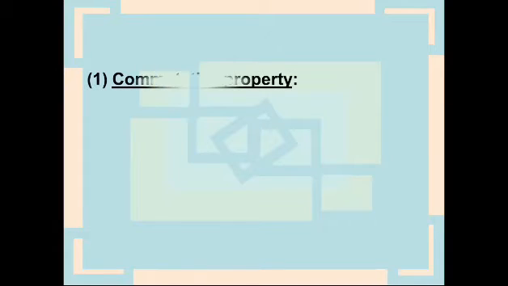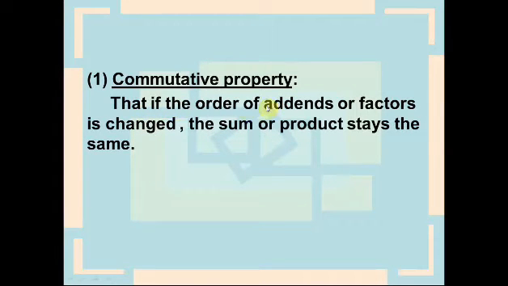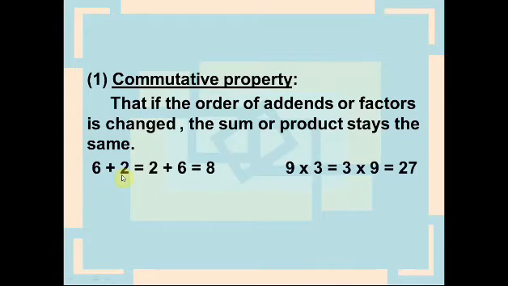The first property, commutative property. That if the order of addends or factors is changed, the sum or product stays the same. For example, 6 plus 2 is the same as 2 plus 6, the result will be 8. And 9 multiplied by 3 is the same as 3 multiplied by 9, the result will be 27.